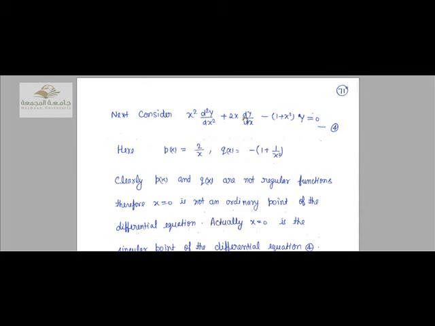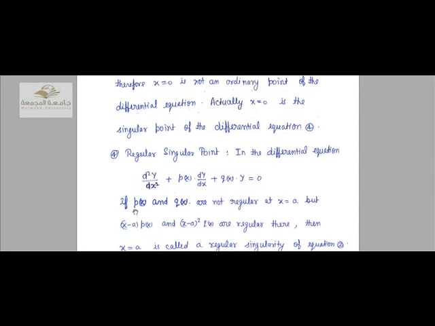Next consider x square d2y by dx2 plus 2x dy by dx minus 1 plus x square y is equal to 0, equation number 4. Here p(x) is equal to 2 by x, q(x) is equal to minus 1 plus 1 by x square. Clearly p(x) and q(x) are not regular functions, therefore x is equal to 0 is not an ordinary point of the differential equation. Actually x is equal to 0 is a singular point of the differential equation 4.